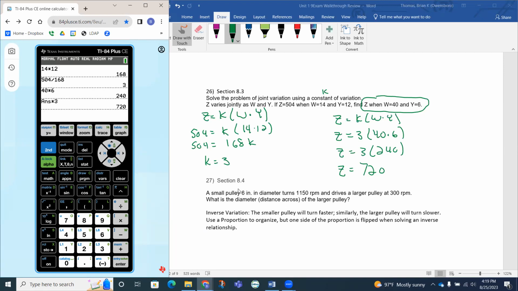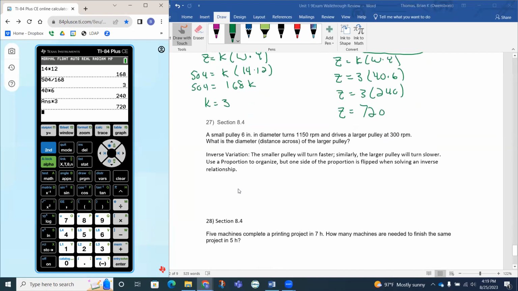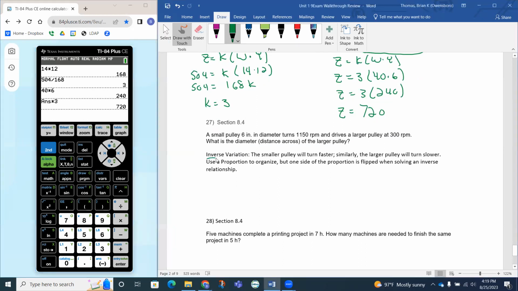So question 27 actually gets into 8.4, which is what we refer to as inverse variation. In our example, a small pulley 6 inches in diameter turns at 1,150 RPMs, revolutions per minute, and drives a larger pulley at 300 RPMs, revolutions per minute. What is the diameter, the distance across, of the larger pulley?